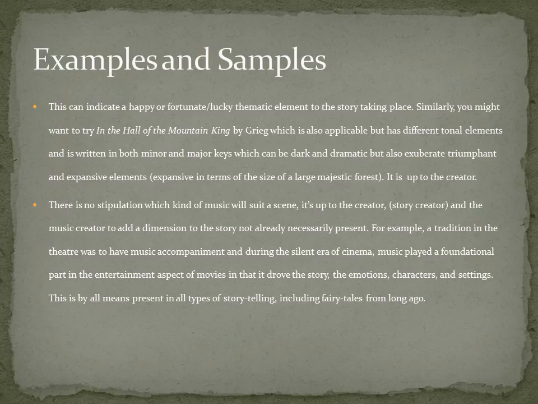And also, there's never any stipulation which kind of music will ever suit a scene. It's up to the creator, that is the story creator, and the music creator, that be the composer or arranger, to add a dimension to the story not already necessarily present. So for example, there's a long-standing tradition in theatre to have musical accompaniment, and even during the silent era of cinema, music played a foundational part in the entertainment aspect, and it drove the story, emotions, characters, and settings. I mean, music is really a storytelling tool in itself in some ways. And this is by all means present in all types of storytelling, including fairy tales from long ago, such as the 12 Dancing Princesses.